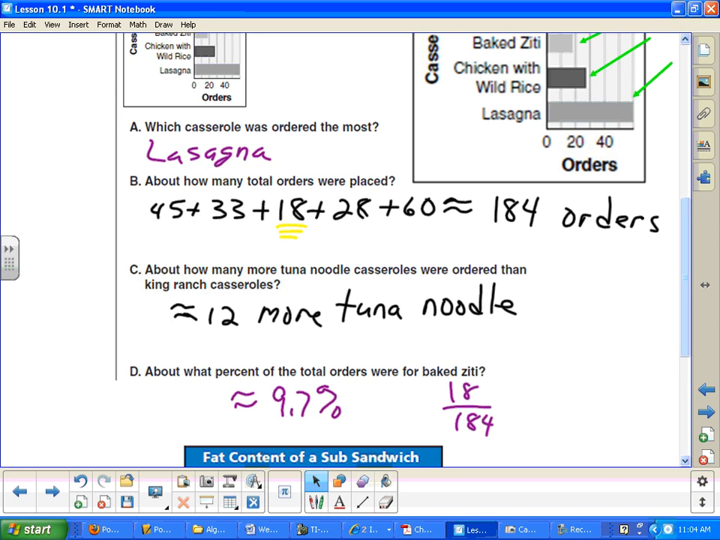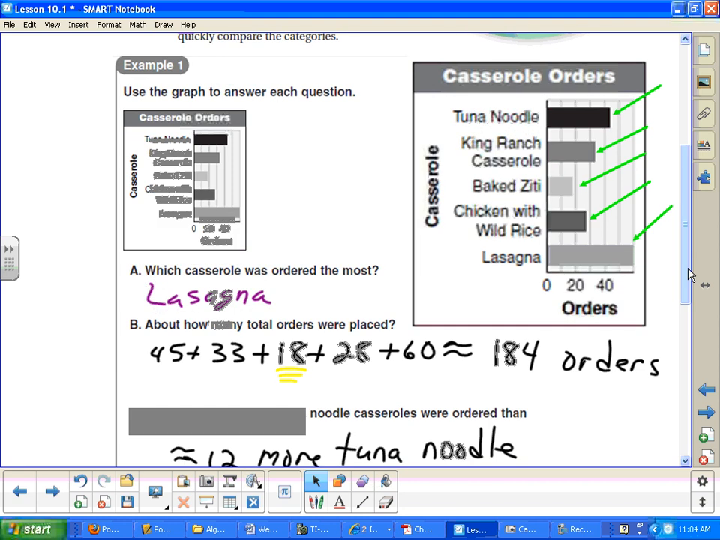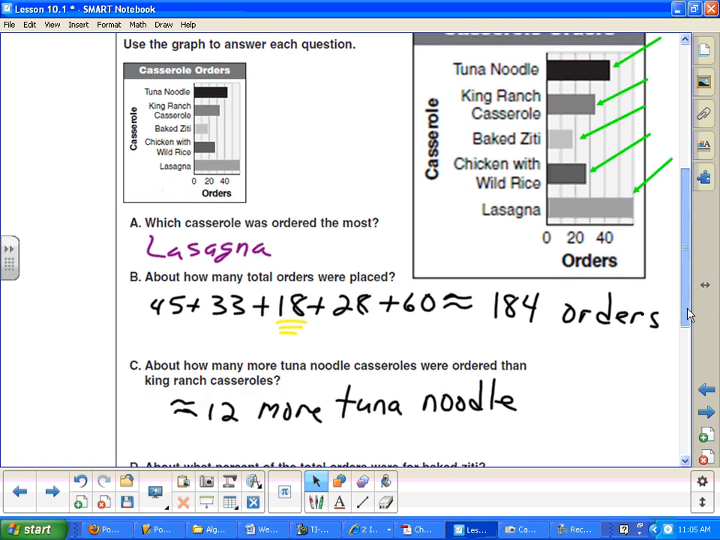So a bar graph gives us an estimate. Sometimes it's a little more exact. Estimate of how many things there were for certain categories. So we use a bar graph when we're working with categories. Okay. Those answers all make sense?